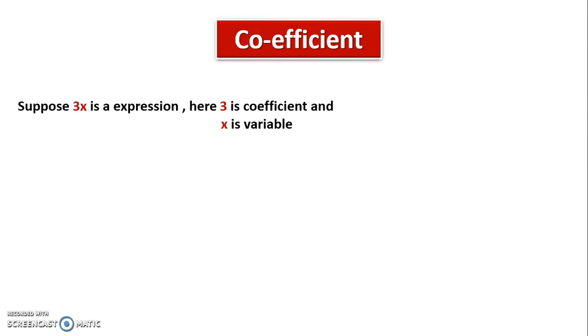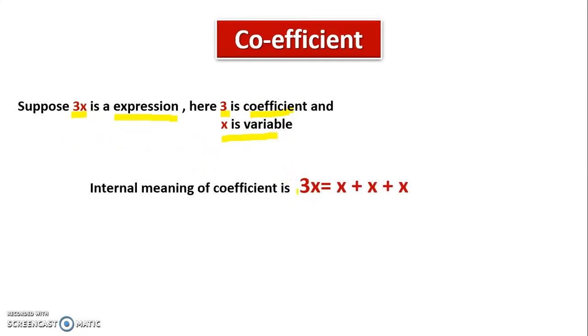Next one, coefficient. Suppose 3x is an expression. 3 is called coefficient here. 3 is coefficient and x is variable. And what is the internal meaning of 3x? It is x added 3 times. 3 is the coefficient. That means x is added 3 times.